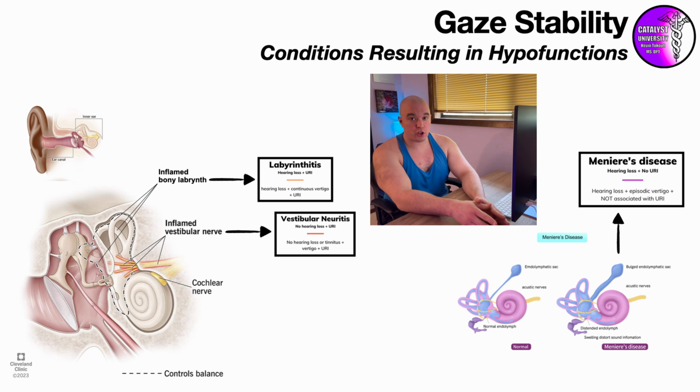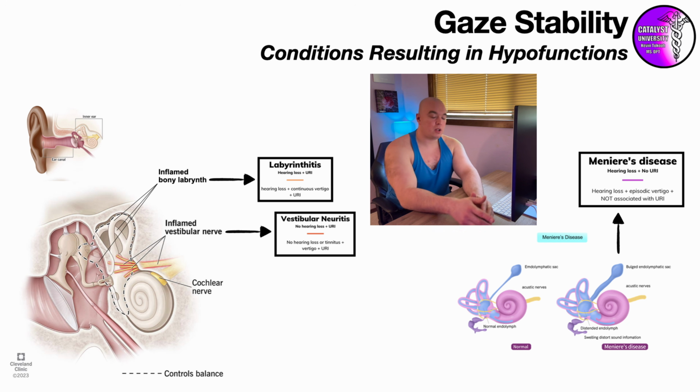Now, these other two conditions, Meniere's disease and vestibular neuritis, generally do not have an upper respiratory infection preceding them. So if the person has absence of an upper respiratory infection, it strongly rules up these two and rules down labyrinthitis. Now, the first of these, vestibular neuritis, differs from Meniere's disease in the sense that there's no hearing loss. So no upper respiratory infection, no hearing loss, just periodic vertigo. Again, more likely to be a neuritis situation.